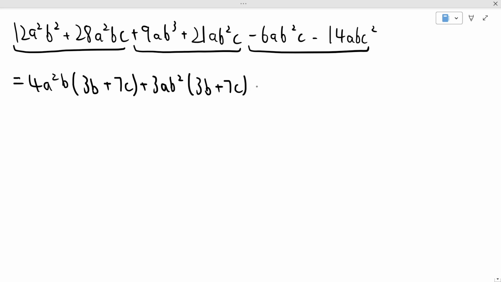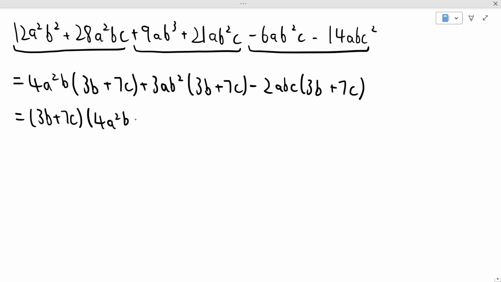So in our third group, we can factor out a minus 2abc from both terms. Minus 6ab squared c divided by minus 2abc is 3b, and minus 14abc squared divided by minus 2abc is plus 7c. So now we can see that all three terms have a 3b plus 7c in common, which we'll factor out of each term. If we factor out a 3b plus 7c from our first term, we're left with a 4a squared b. If we do the same with the second term, we're left with a plus 3ab squared, and if we do that with the third term, we're left with a minus 2abc.